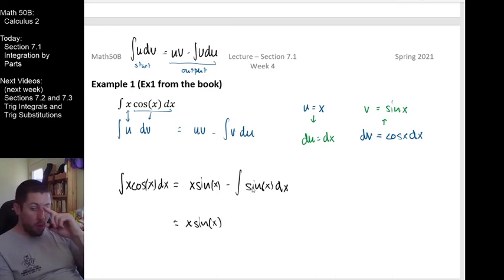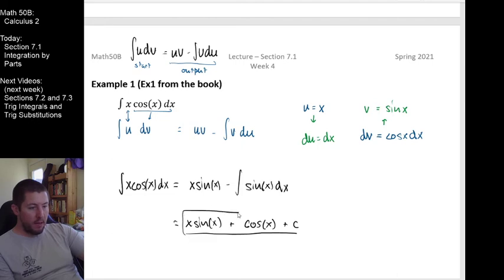The integral of sine, what did we take the derivative of to get sine? That should be negative cosine. So it looks like we're going to get plus cos x. And certainly we should be getting a plus c on the end right here. And I'm claiming that that's our final answer right here.